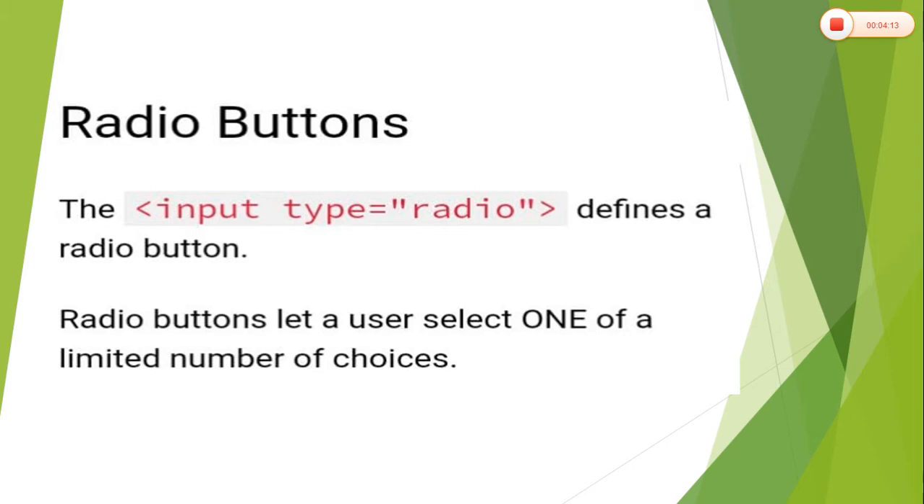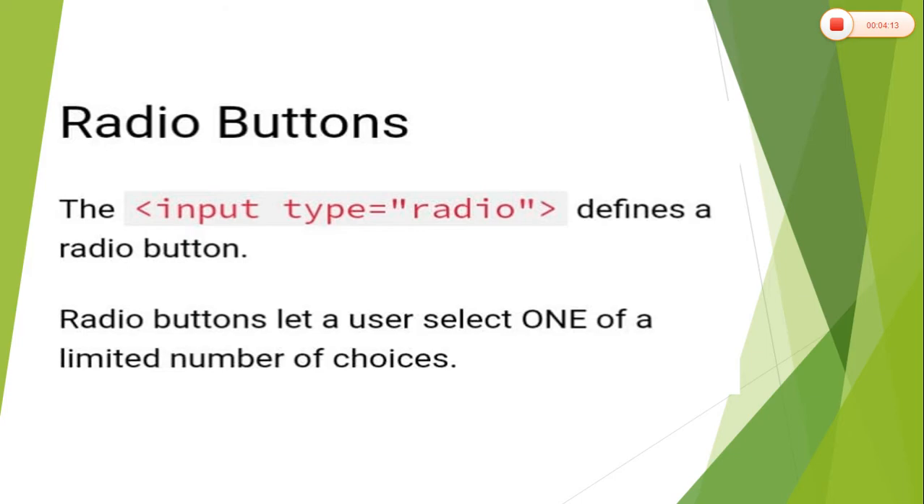When clicking the first button, the second button is deselected, and when clicking the second or third button, the first button is deselected. That means only one option is selected among all the radio buttons. This is for limited choice; for single selection we use a radio button.